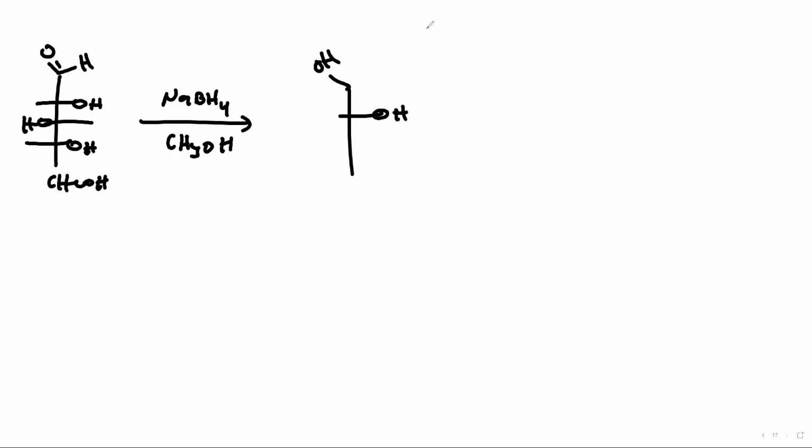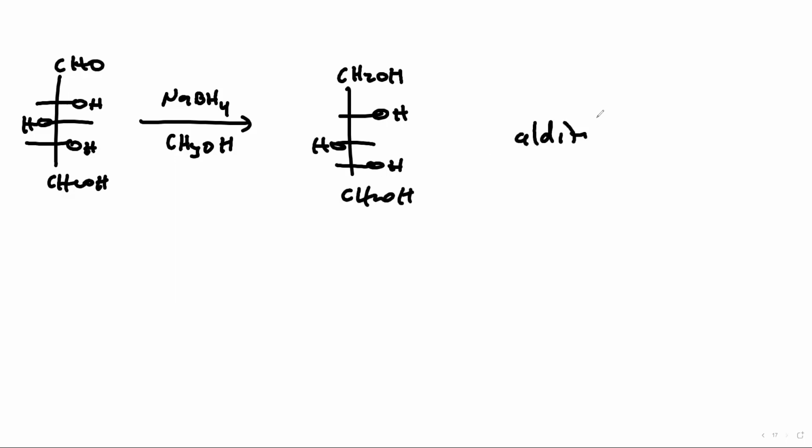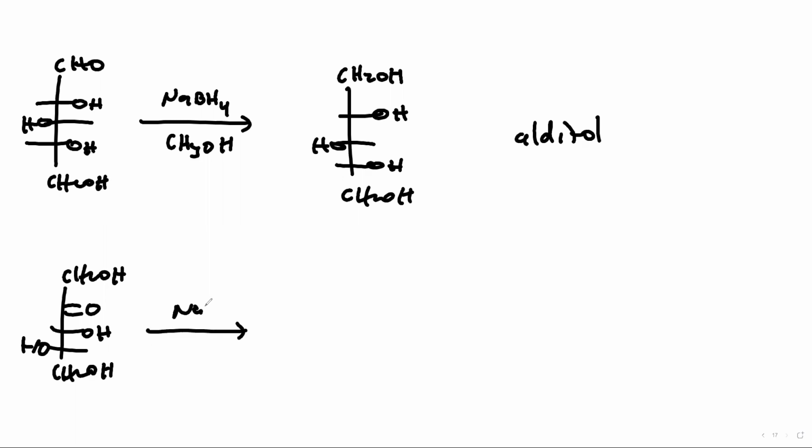So actually, let me just put it this way. Whatever the aldehyde is, you're just turning this into a CH2OH. Everything else stays the same. We call this an alditol. The one you have to be careful for is the ketose. Why do I have to be careful for that? Because it's very tempting. The aldose only has one answer, so it's very tempting to just do the same thing here.